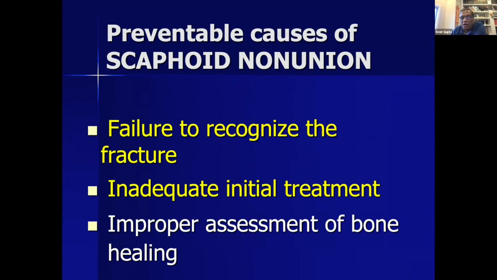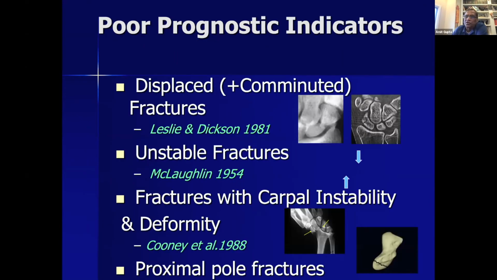We then looked at an exercise of what are the preventable causes of scaphoid non-union. From the literature, we found that failure to recognize the fracture, inadequate initial treatment, and improper assessment of bone healing, and thereby discontinuing immobilization when the fracture is not healed, were some of the causes. Then we looked at the poor prognostic indicators. In any particular given fracture, what are the indicators? Can we pick out the bad actors?